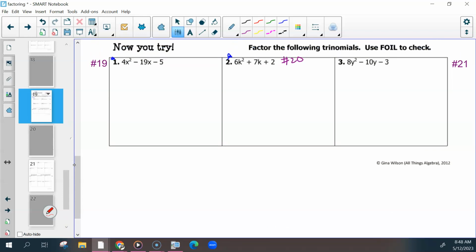Alright, so we're going to start with this one at the bottom. A lot of you did not do well on this factoring piece, so make sure you're paying attention, writing this down.